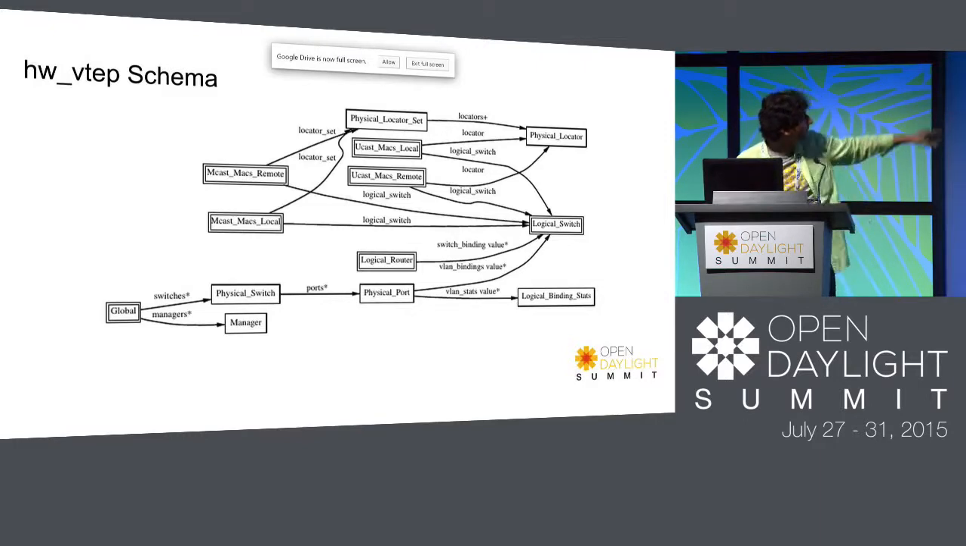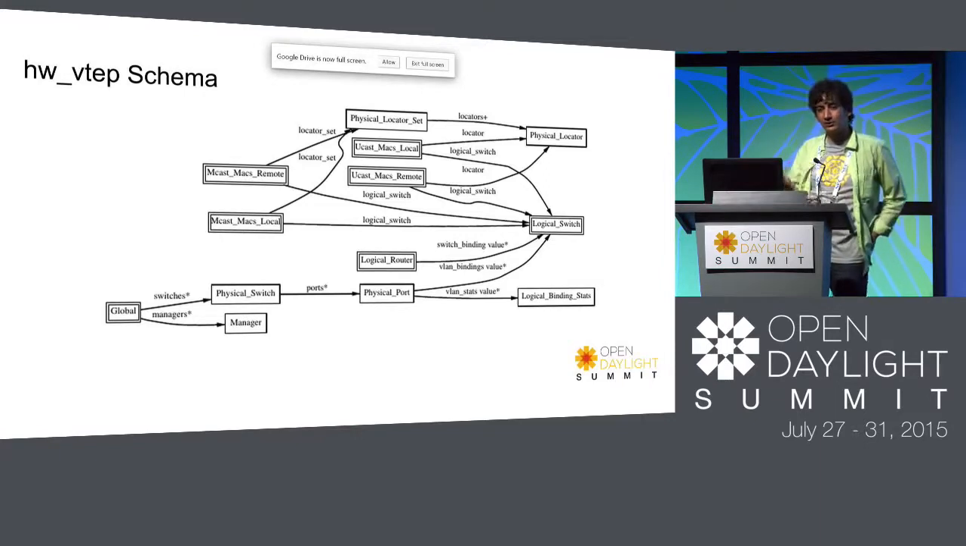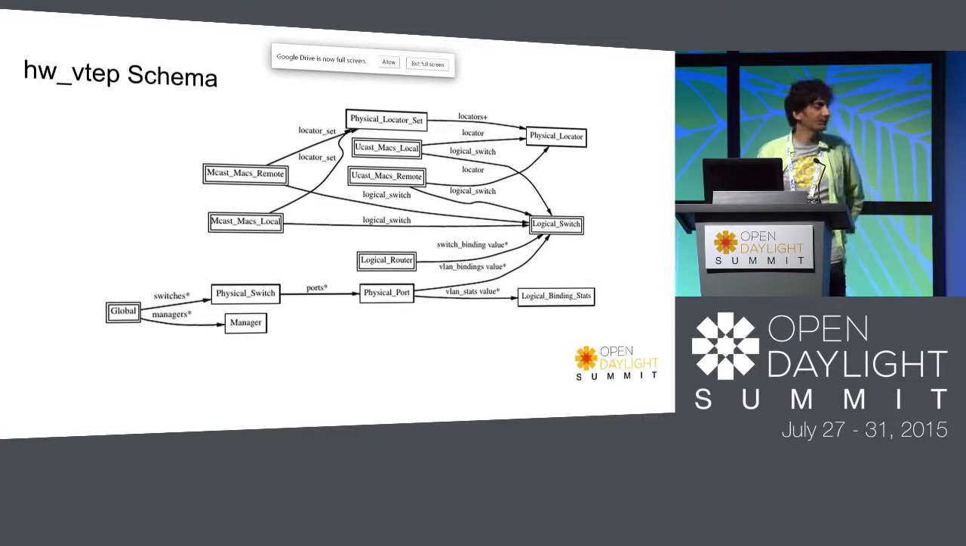This is what the Hardware VTEP schema looks like. Today you use the OVSDB schema to set up tunnels, create your VXLAN or tunnel ports, and configure the endpoints. The semantics on the Hardware VTEP side are a bit different.